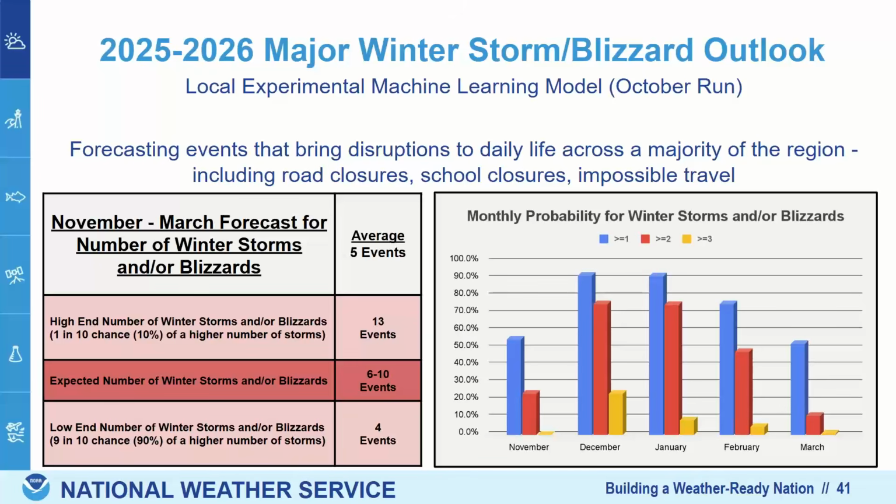This is a local experimental machine learning model that we developed in-house. This was just completed last night, so these are current numbers. What's an average winter look like in terms of winter storms and or blizzards? About 5 events. So if you're in Fargo, that probably sounds about right.